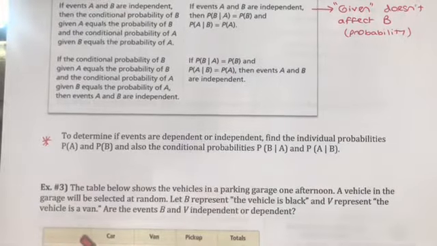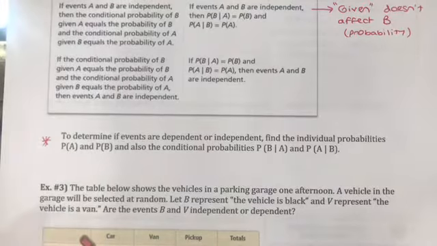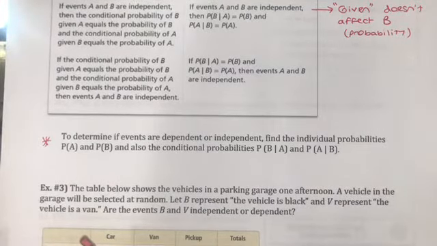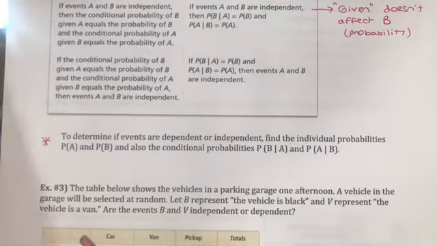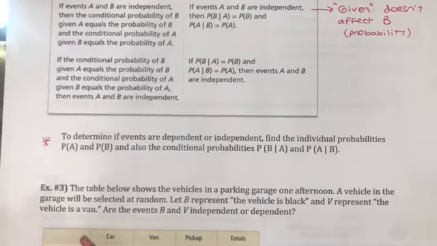Okay, so example 3 says the table below shows the vehicles in a parking garage one afternoon. A vehicle from the garage will be selected at random. Let B represent the vehicle is black, and V represent the vehicle is a van. Are the events B and V independent? So what we want to look for is the conditional probability here.